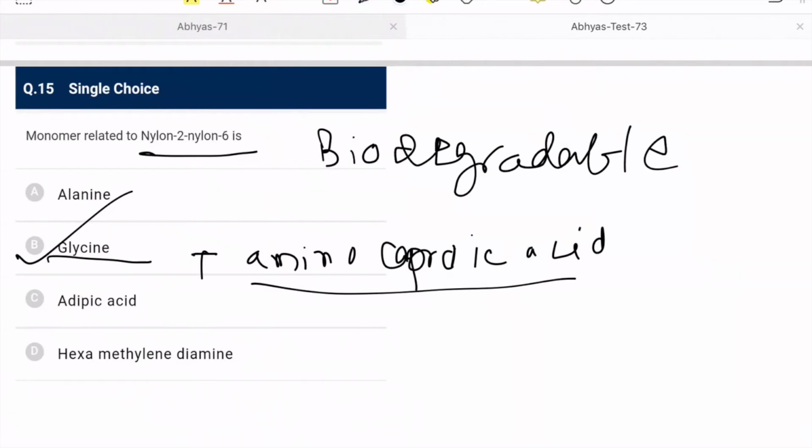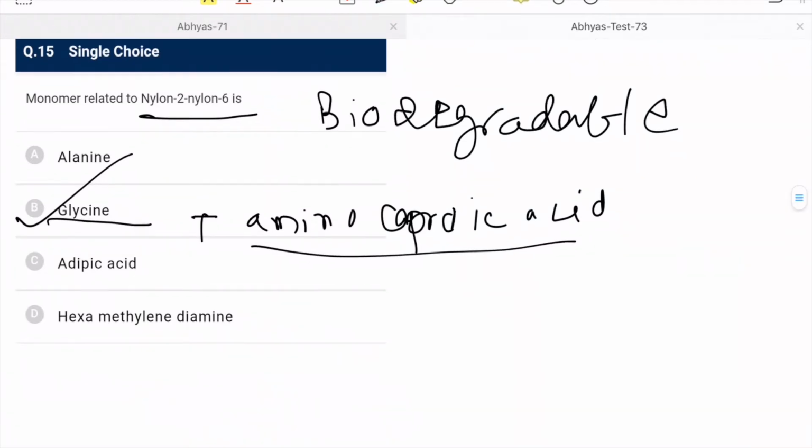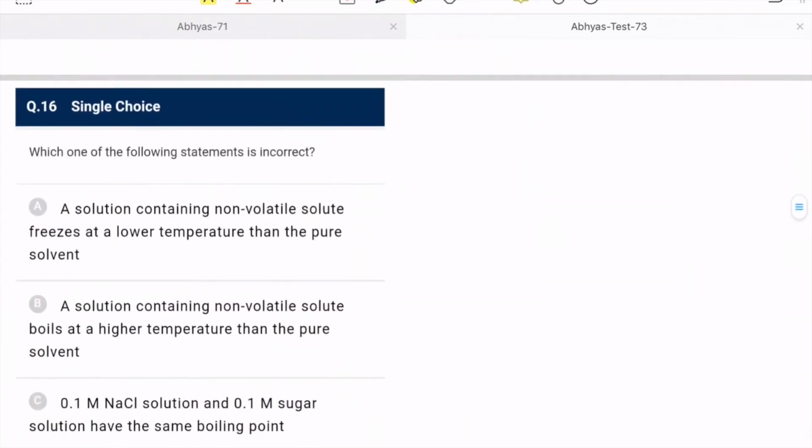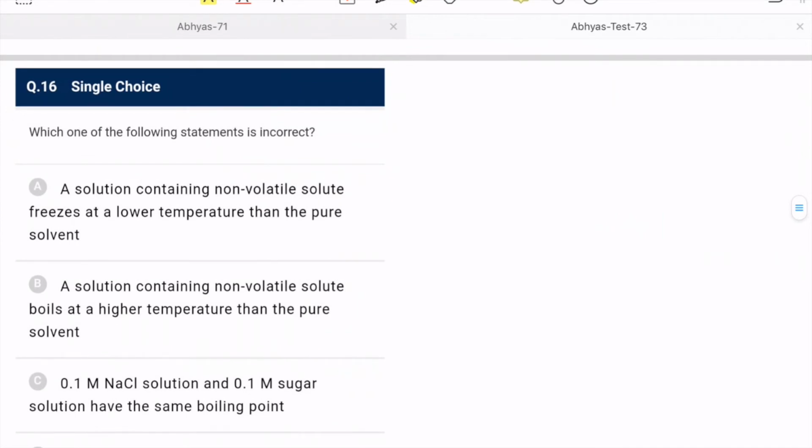Also, next question. Which one of the following statements is correct? A solution containing a non-volatile solute freezes at a lower temperature than the pure solvent. This is correct. A solution containing a non-volatile solute boils at a higher temperature. This is also a correct statement. 0.1 m NaCl solution and 0.1 m sugar solution have the same boiling point. This is a wrong statement because of the dissociation.